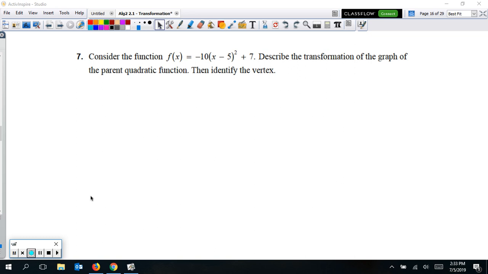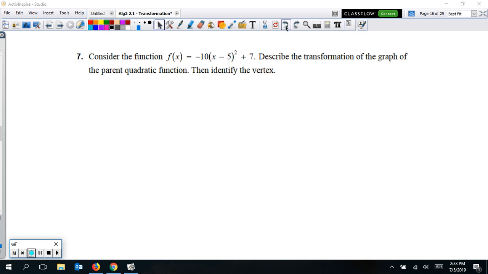Okay, so problem number 7 on your extra practice is consider this function. Describe the transformation of the graph of the parent function, quadratic function. Identify the vertex. So the parent function we know is just x squared. So you have all this other stuff going on here. Sometimes you only have one transformation to describe. We've seen a couple of those, like problem number 1, problem number 4. Only had the one translation to describe, but this one actually has 4 of them. So you just kind of want to go through your checklist, go through all the different ones you have.